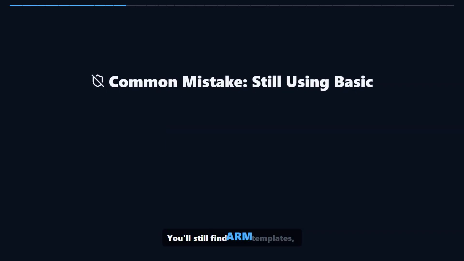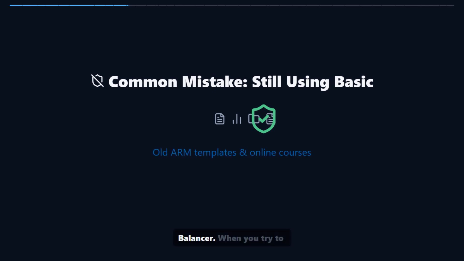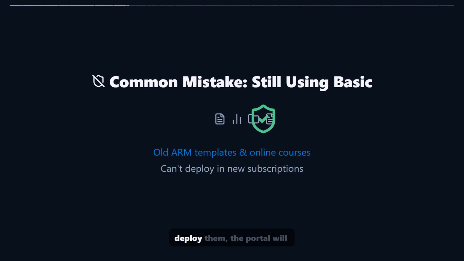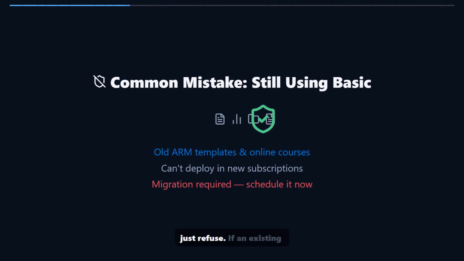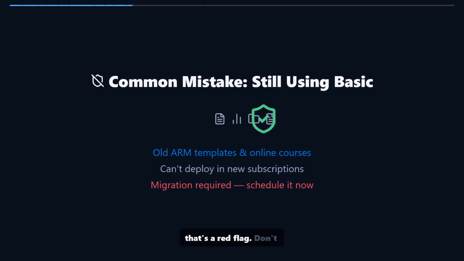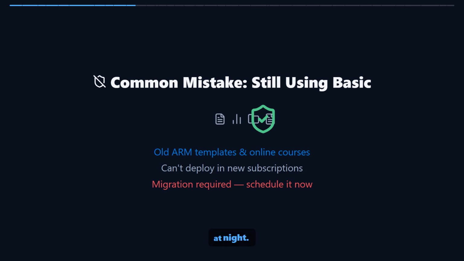You'll still find ARM templates, blog posts, and even paid courses that reference Basic Load Balancer. When you try to deploy them, the portal will just refuse. If an existing environment still has Basic anywhere in its load balancer settings, that's a red flag. Don't wait for an outage to prove the point. Raise a change request, follow the migration guide, and get onto Standard while you can still sleep at night.